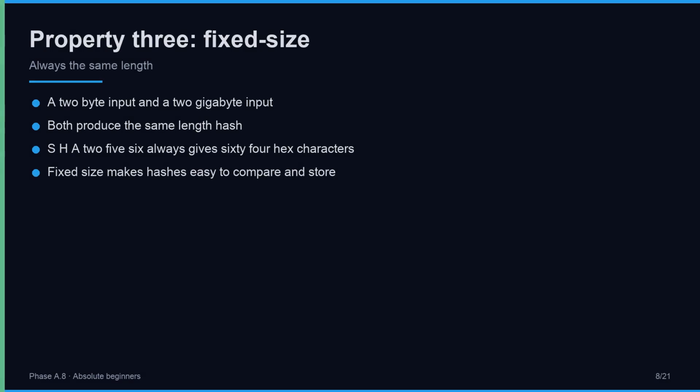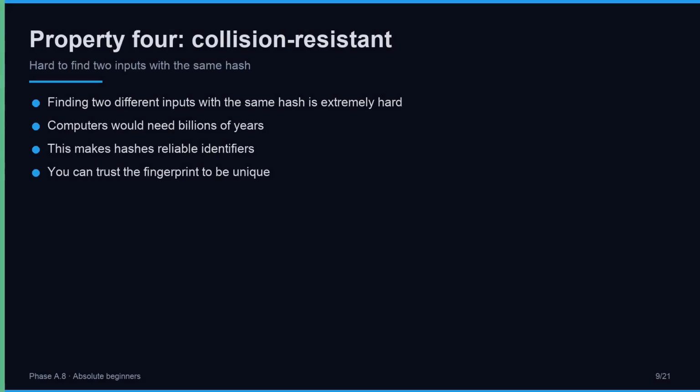The third property is fixed size. Whatever size input you feed in, the output is always the same length. A 2-byte input produces the same length hash as a 2 GB input. The common algorithm SHA-256 always returns 64 hexadecimal characters, no matter what you feed it. Fixed size makes hashes easy to store, easy to compare, and easy to index. Always the same length.